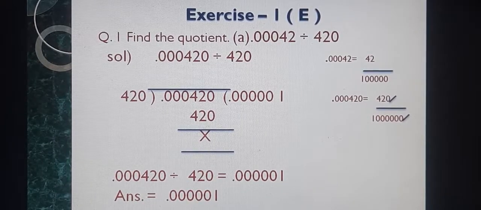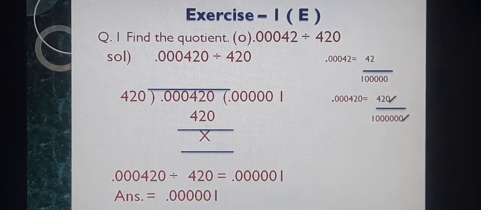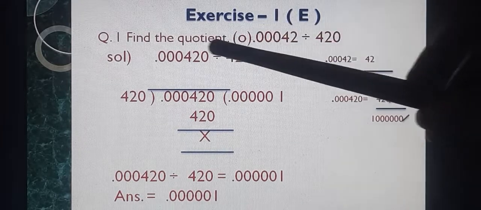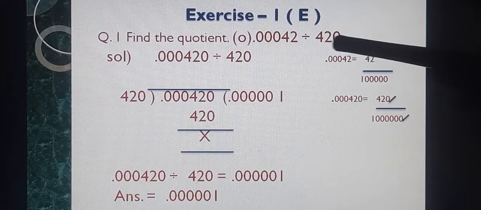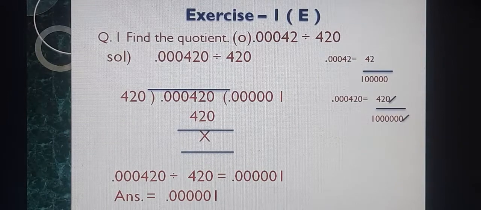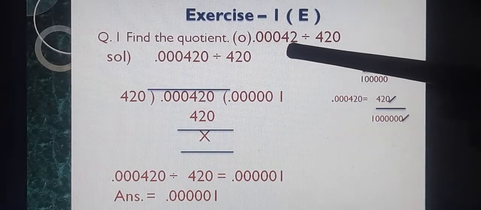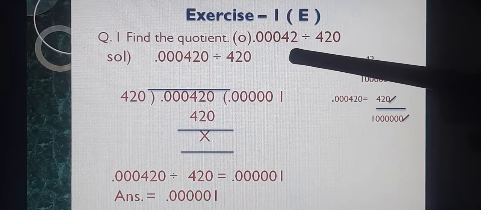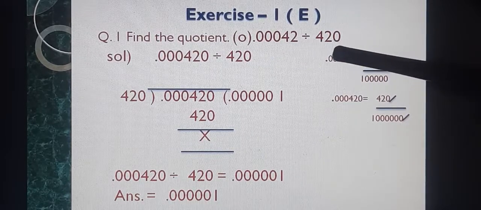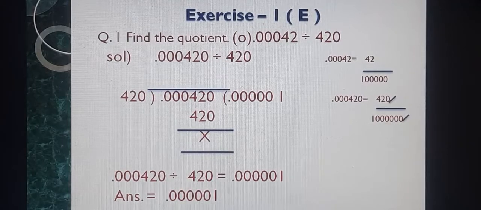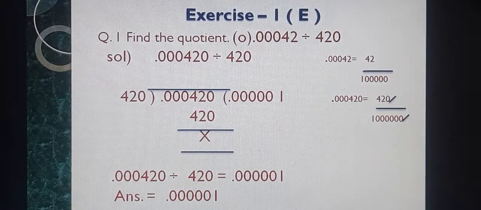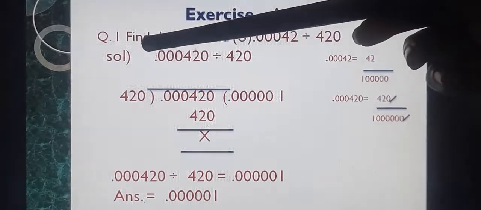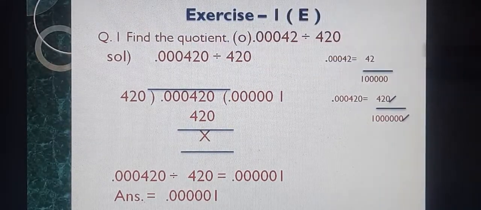Let's start with our exercise 1E, question number 1. Find the quotient. O part, decimal 00042 divided by 420. Now beta, look here. It is 42, if we are not considering the decimal. And here it is 420. So, we can take one 0 here. It will become 420 when we are doing division without considering the decimal. And as decimal is placed here, we can put n number of zeros.